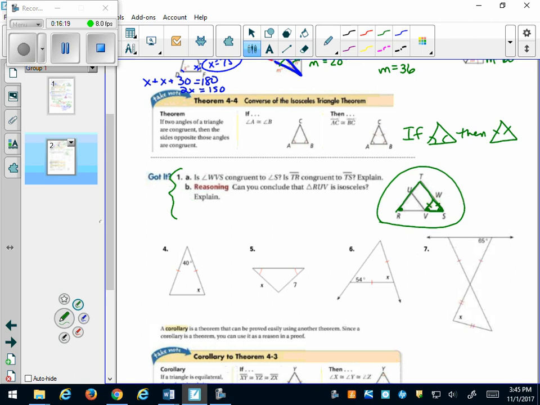This angle is marked the same as this angle, and we just said S is the same. So all three of these angles are congruent. This one, and this one. So in this big triangle, these two angles, base angles, are congruent, so that means yes, the sides across from them would be congruent. So TR is congruent to TS. But then it says, can you conclude that triangle RUV is isosceles? Well, we don't have any way of concluding that because we know nothing about this angle V here. So we can't conclude that that's isosceles.